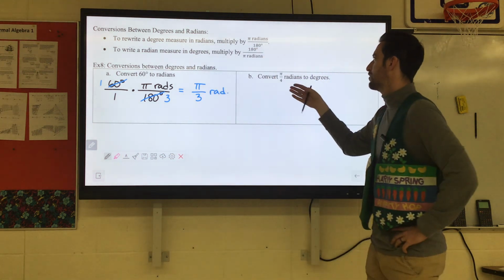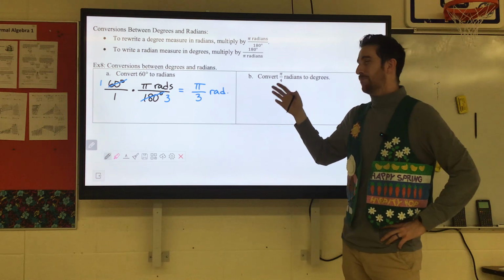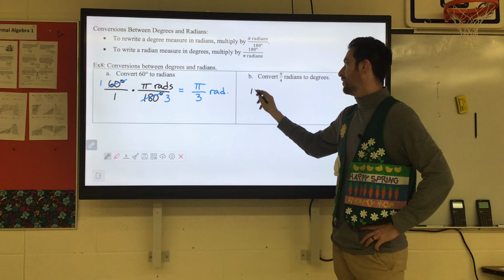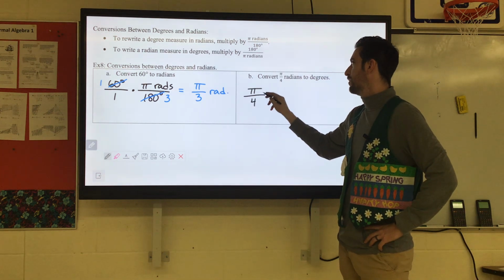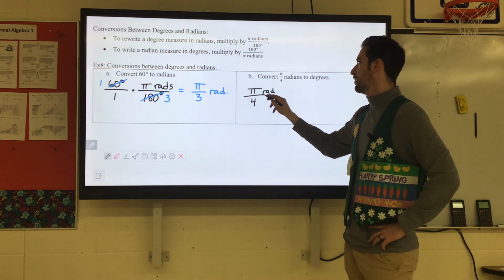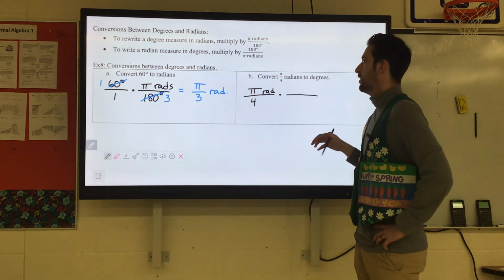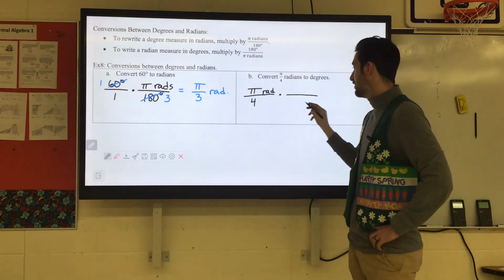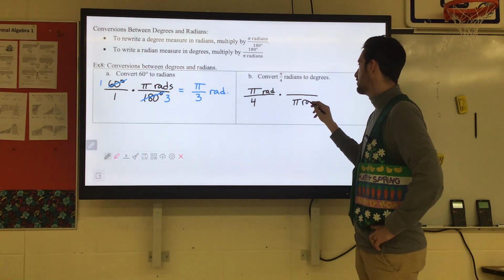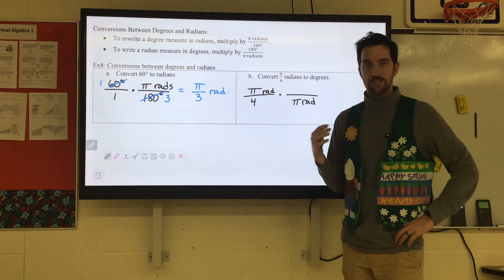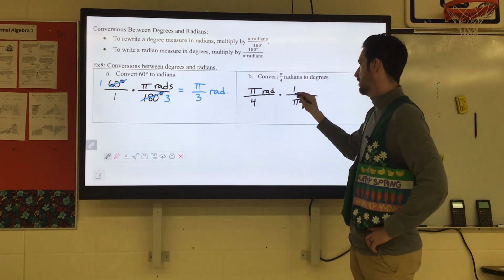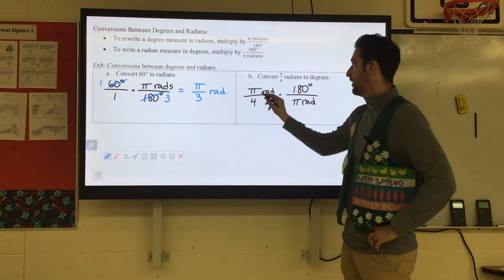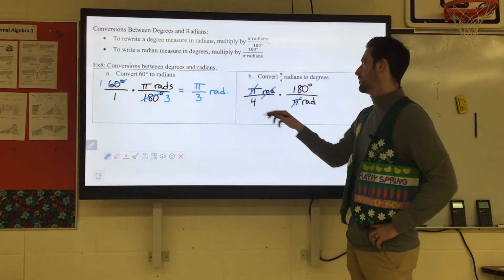So if we were to try this, pi over 4. You could put pi over 4 over 1, but that's kind of strange. Just put the 4 as the denominator. So we're going to have pi over 4 radians. Again, we're trying to cancel out the radians now. It's in the numerator, so we'll put it in the denominator. Pi radians. The other end of the fraction is always 180 degrees. So, pi cancels pi. Radians cancel radians.